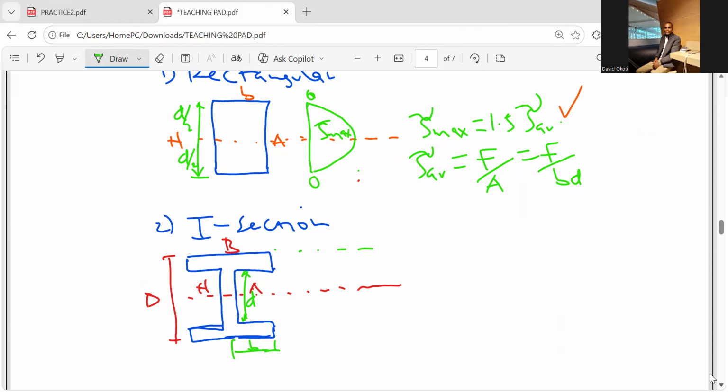Now here, for the I section, we have what we call the salient points. Salient points are points where you need to plot the values of shear stress. One of the salient points is the top of the top flange and the bottommost part of the bottom flange. At those 2 points, the value of shear stress is 0. Remember the vertical line I've drawn, it indicates the value of shear stress at that point is 0. So at the extreme top and extreme bottom, the value of shear stress is 0.